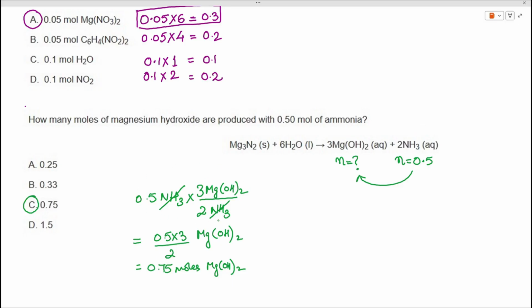And if you don't want to get into this, what you can simply do is take the number of moles of what is given to you, divide by its own coefficient, which is 2, and multiply by the coefficient for which you need to find the number of moles. So multiply by 3, and it is still the same number. It's just a faster way of doing it.